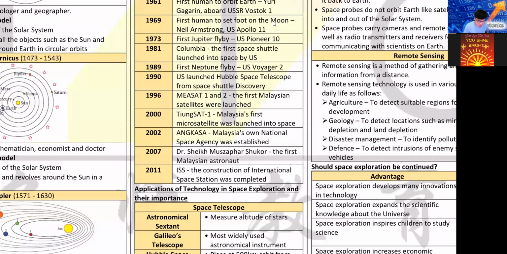I think I told you about Measat 1 and 2. This is the reason why we have Astro. You can watch Astro. Who the hell still watches Astro, am I right? But if you still do, your Astro is possible because of these two. They were launched in 1996. That's why Astro has been around for 25 years. Last year they celebrated the 25 years anniversary, because Astro started in 1996 because of Measat 1 and 2.